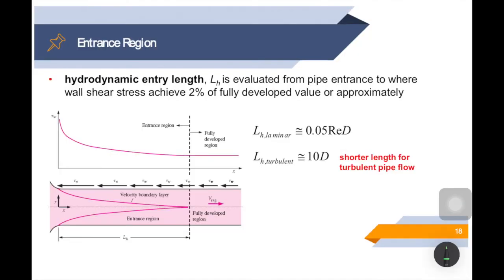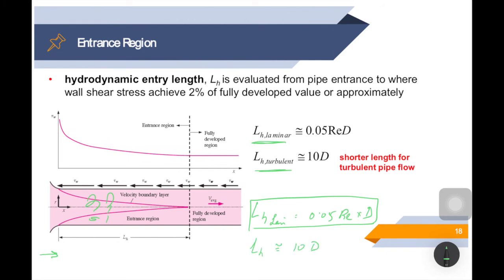So the hydrodynamic entry length has to be calculated differently for laminar and for turbulent flow. Why? Because when the initial velocity profile is laminar, there are different formulas to be used for calculating the hydrodynamic length LH. Reynolds number depends on velocity, and for laminar flow, LH laminar is 0.05 times the Reynolds number multiplied by the diameter of the pipe. If the flow is turbulent, there is rapid mixing, so LH is basically considered to be 10 times the diameter of the pipe, which is the internal diameter. So these are the formulas to calculate LH, the hydrodynamic entrance length.